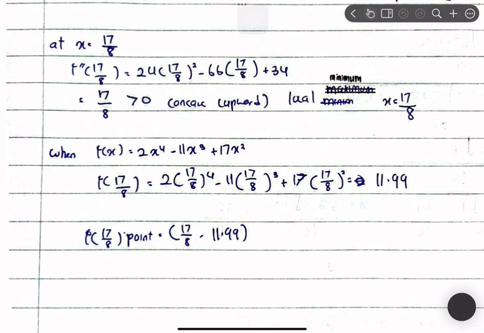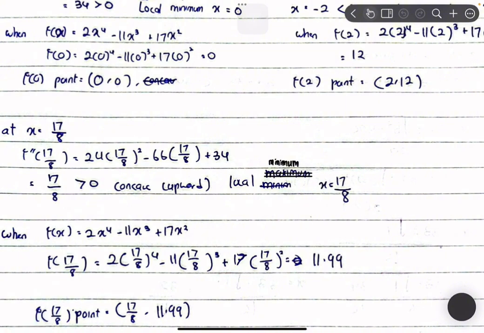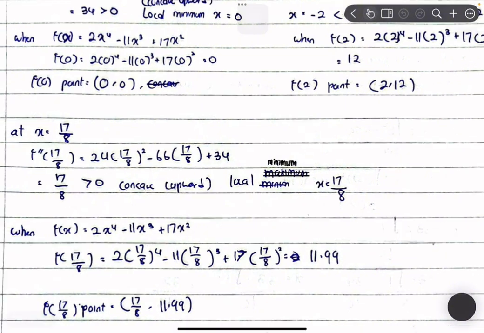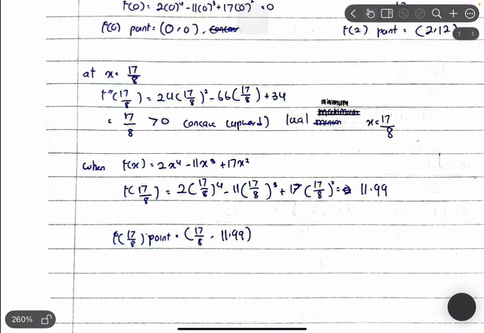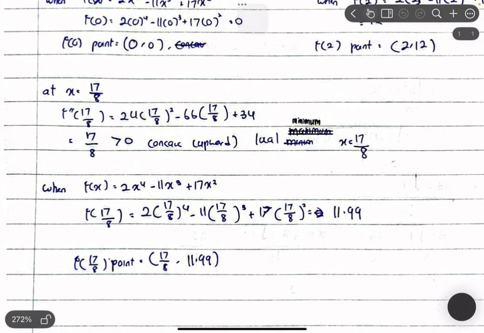I don't round this up because we can't have the same value as our second coordinate, which is 12. So for x = 17/8, we get the point (17/8, 11.99). That is all for our relative extremum points: (0, 0), (2, 12), and (17/8, 11.99).